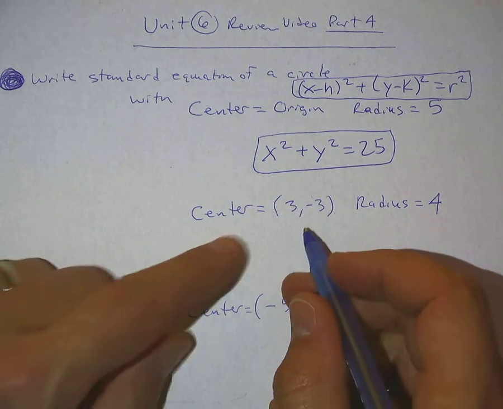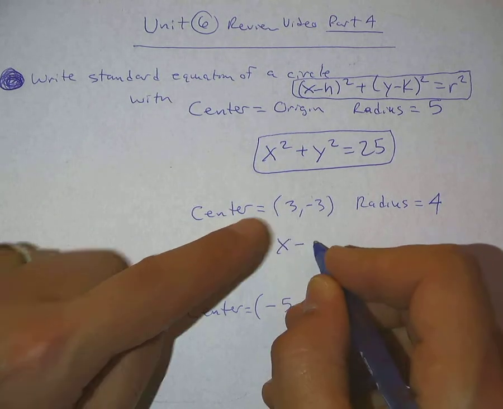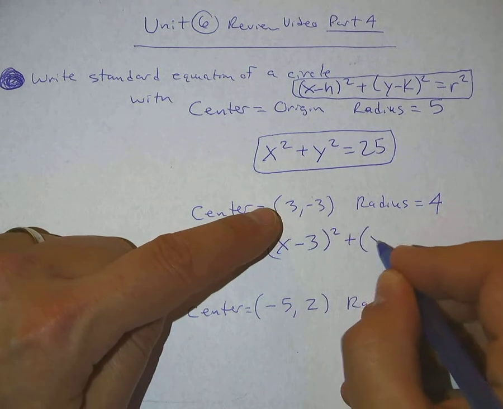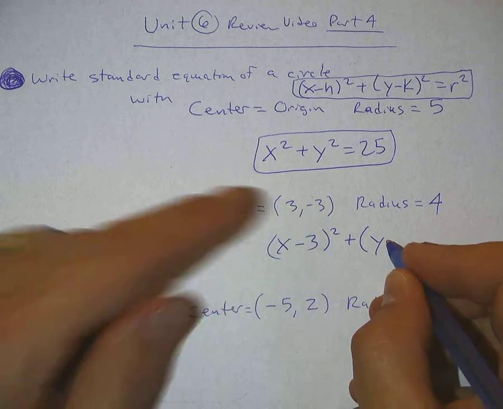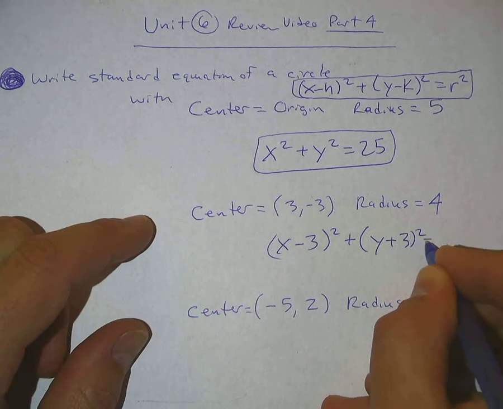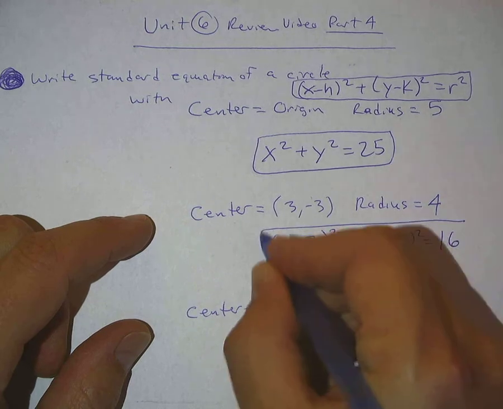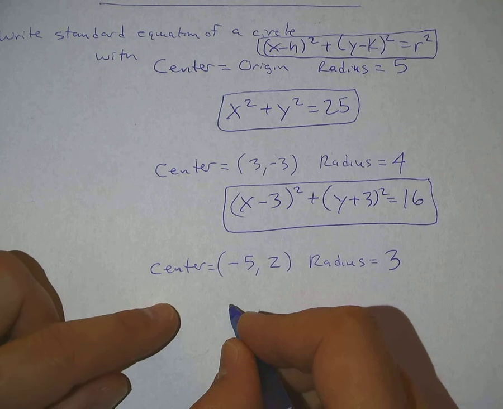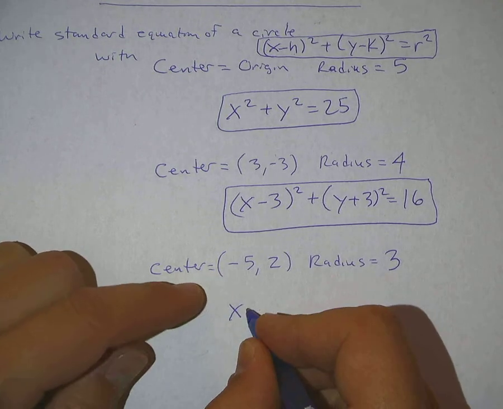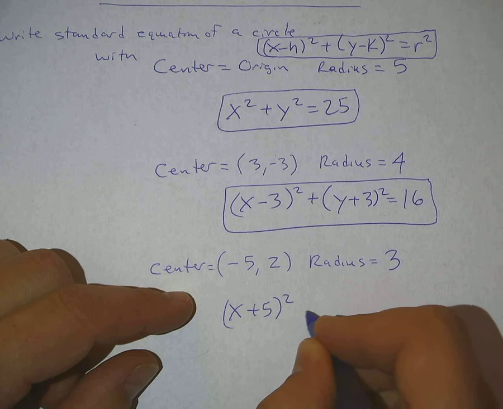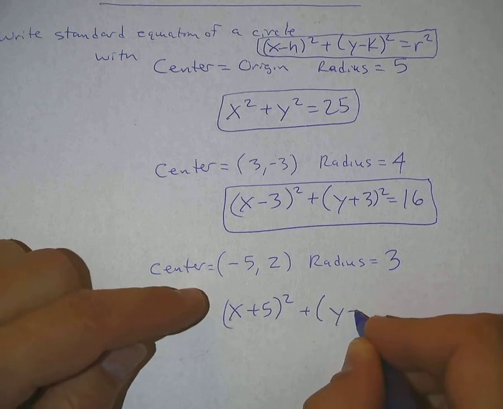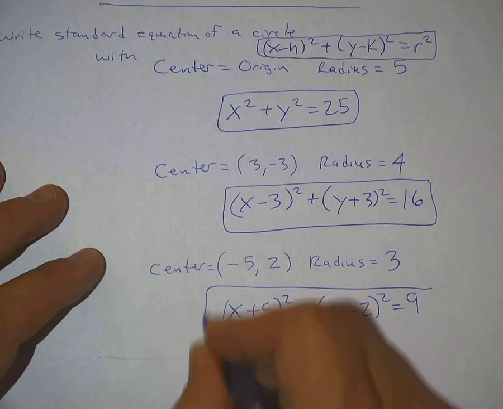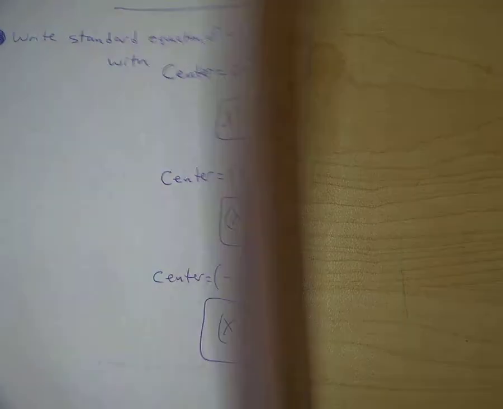Right here, I would have to take (x minus 3) squared plus (y minus a negative 3), which is (y plus 3) squared, equals 4 squared, which is 16. All right, going down here using the same formula, it's going to be x minus a negative 5, so (x plus 5) squared, plus (y minus 2) squared equals 3 squared, which is 9. Those are those problems, okay?